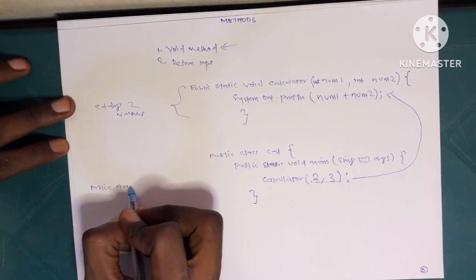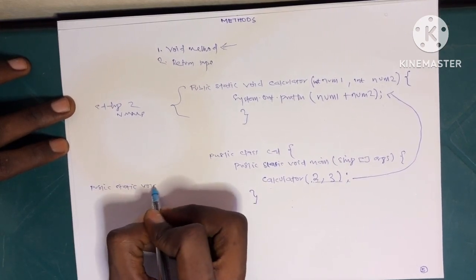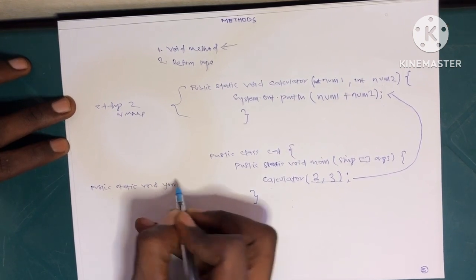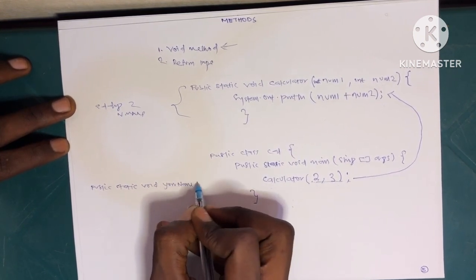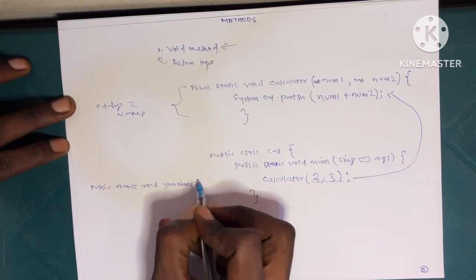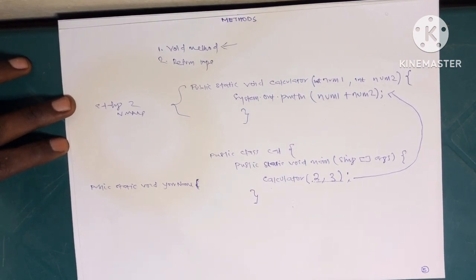static void, then let's say yourName. That's the name of your method, yourName. Then we'll open a brace here. Now, if you want to print your name, I know your name. Let's assume I want to print my name, which is Johnson, right?